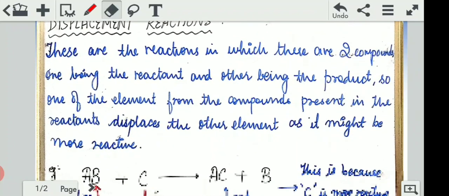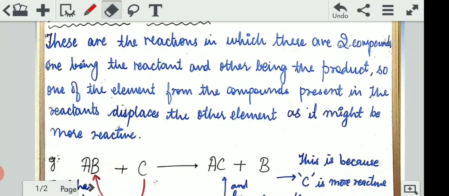They can either be both the reactants or the products. They can displace the other element as one can be more reactive than another. That means in a chemical reaction, one compound is present that reacts with the other compound. So while the reaction is occurring, the element present in one of the compounds will take the place of the other element which is present in the second compound.